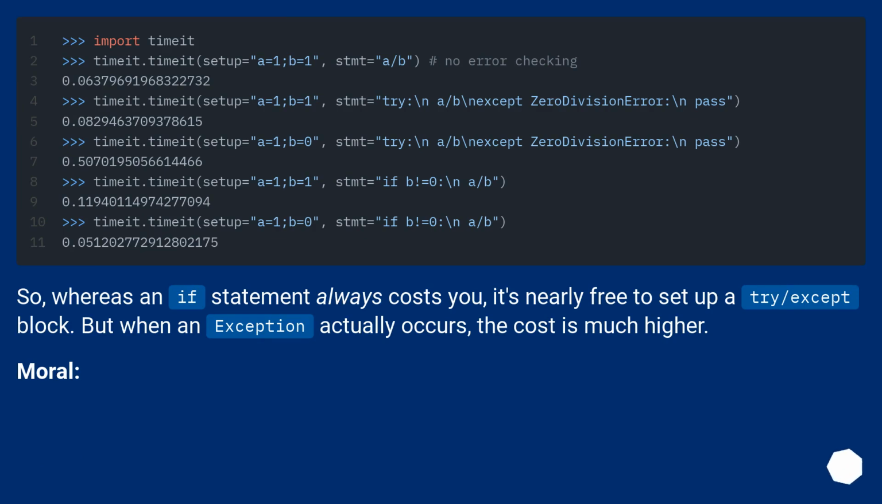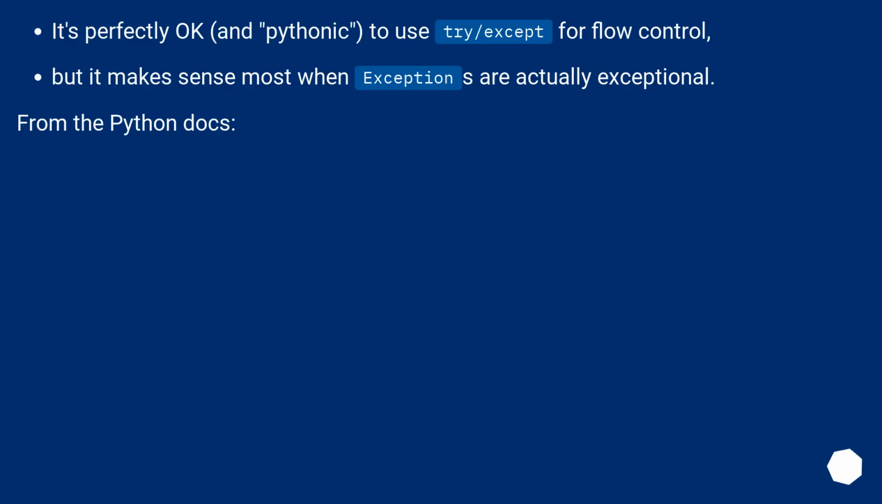So, whereas an if statement always costs you, it's nearly free to set up a try/except block. But when an exception actually occurs, the cost is much higher. Moral: it's perfectly okay, and Pythonic, to use try/except for flow control, but it makes sense most when exceptions are actually exceptional. From the Python docs.